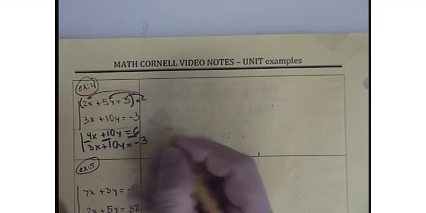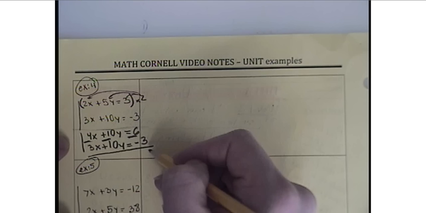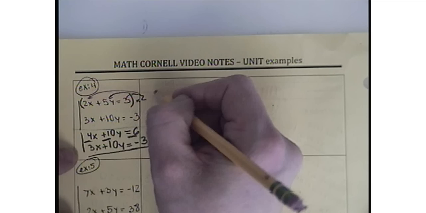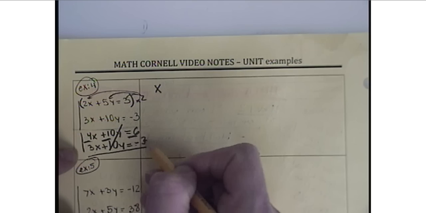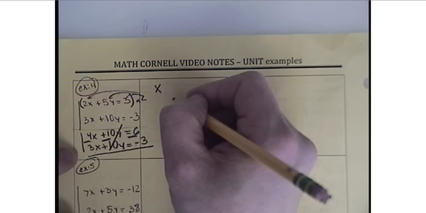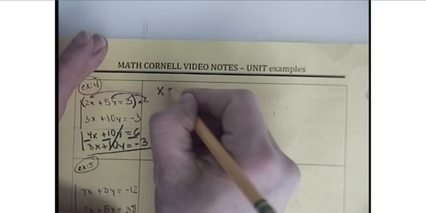So when I'm solving this, I'm going to just write it over here. 4x minus 3x will be 1x, or just x. 10y minus 10y will cancel. And then we have 6 minus negative 3. 6 minus negative 3 will give us x is equal to 9. So this is x plus 0 equals 9, and what I just wrote here is x equals 9.